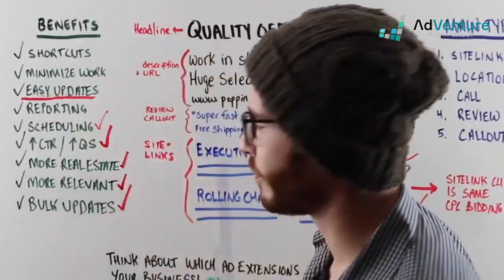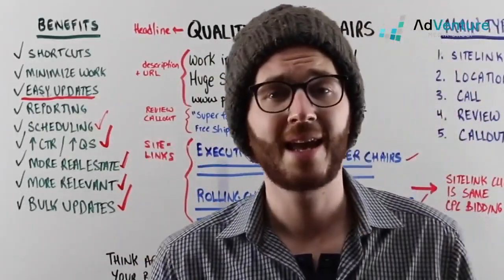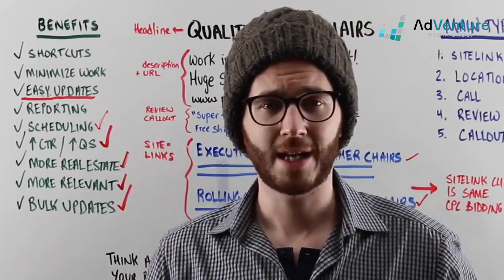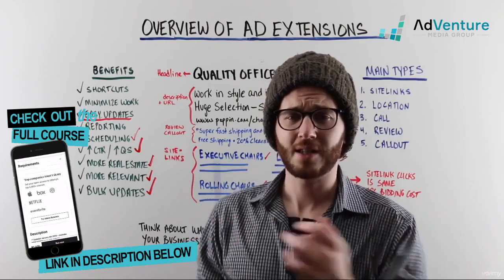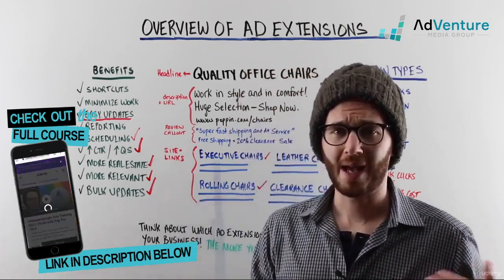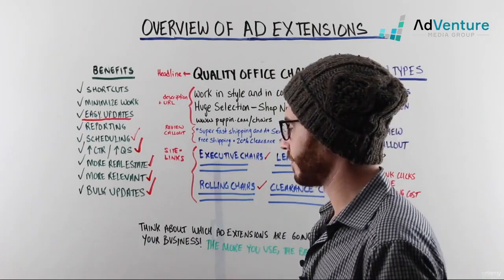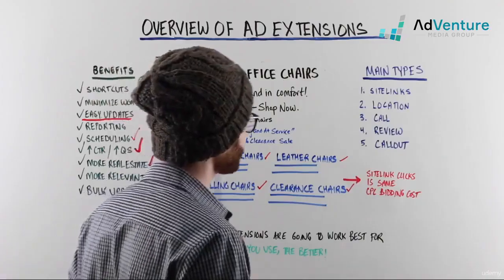Another cool feature is that you could use bulk updates. For example, if I have 10 campaigns running a call-out extension or 10 campaigns running site link extensions, I could update them in bulk, so I don't have to go into every individual ad group and update those site link extensions or whatever ad extension that I'm running.